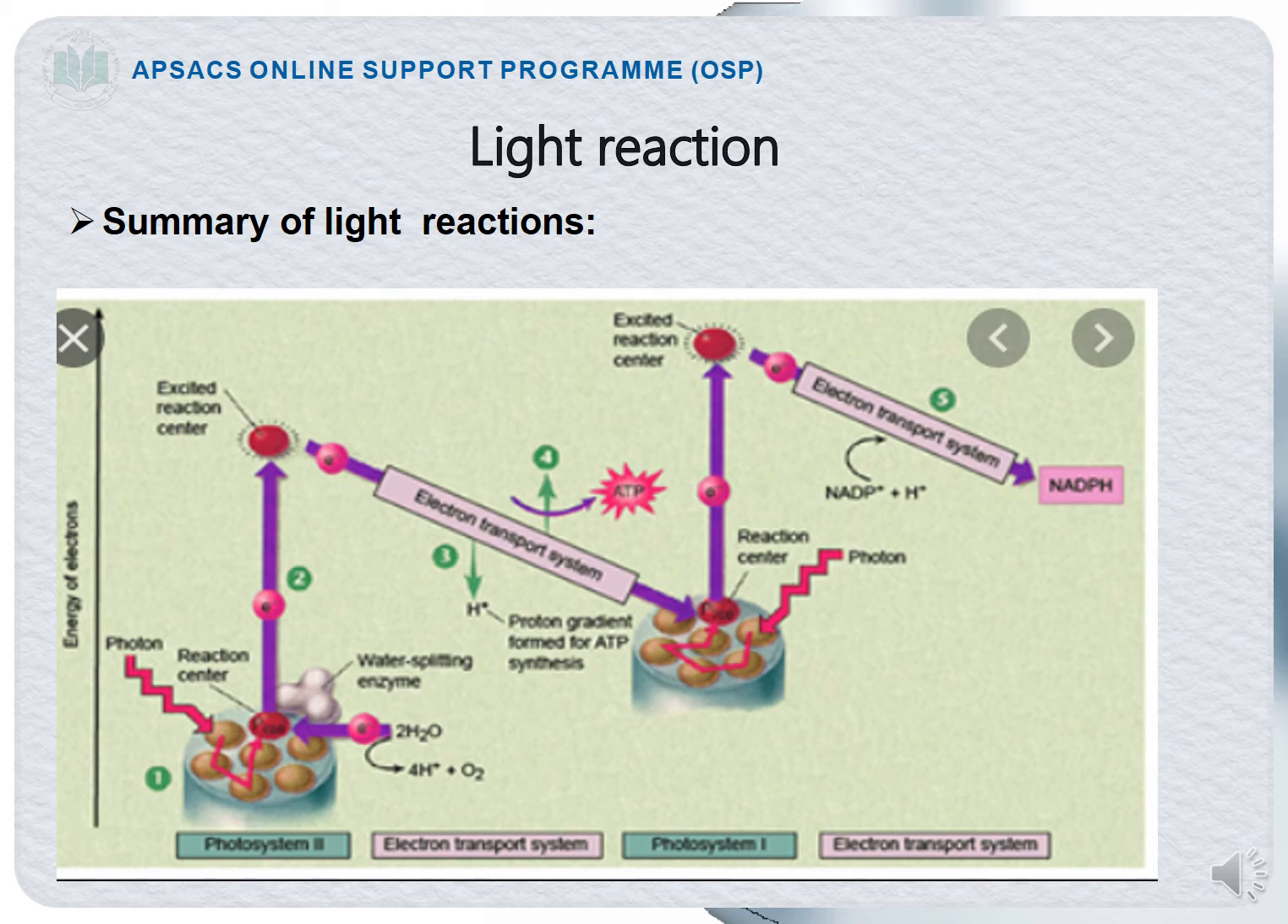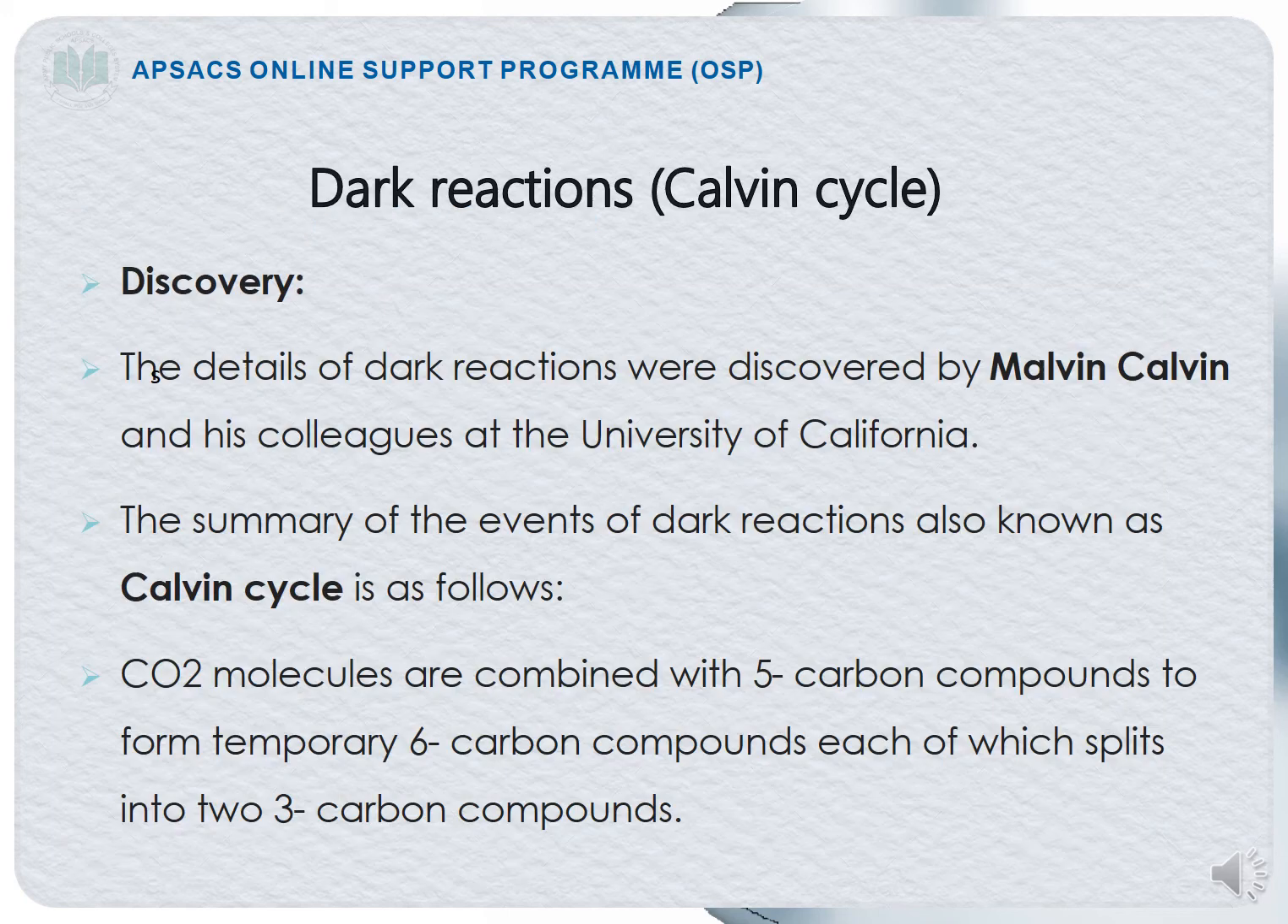At the same time, you can see the two water molecules are now split into hydrogen and oxygen. In turn, oxygen is released and this hydrogen now becomes ionic and goes to the electron transport chain and reduces the NADP plus into NADPH. At the end you can see that NADPH is formed.